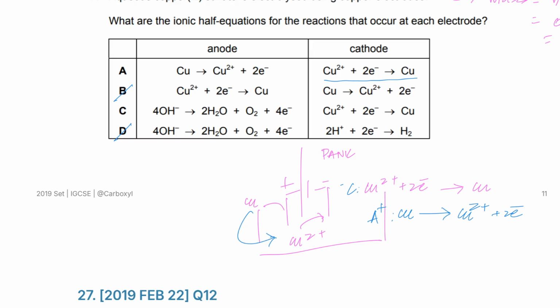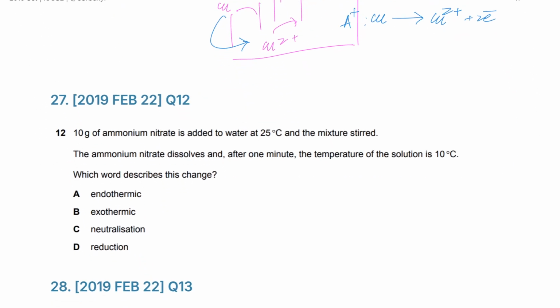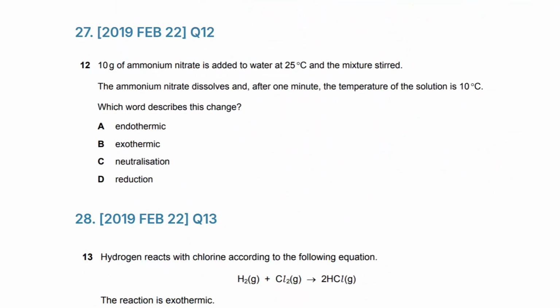And between A and C, we know that this doesn't happen because this happens in graphite electrodes, not copper electrodes. In copper electrodes, because the copper is not inert, it will dissolve in the solution to compensate for the copper 2 plus ions being used up. That's why the blue color of the solution remains there, right? It's there, yeah.